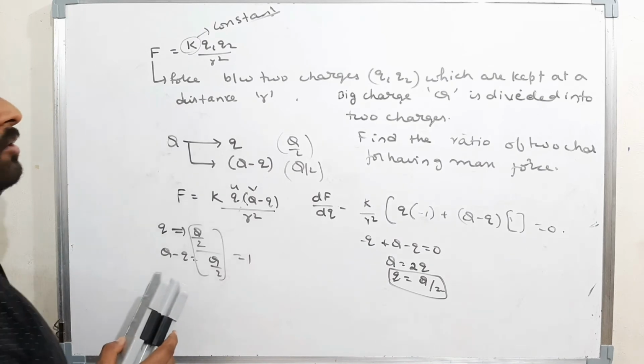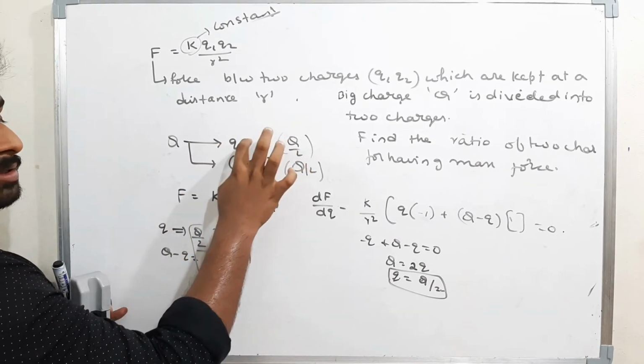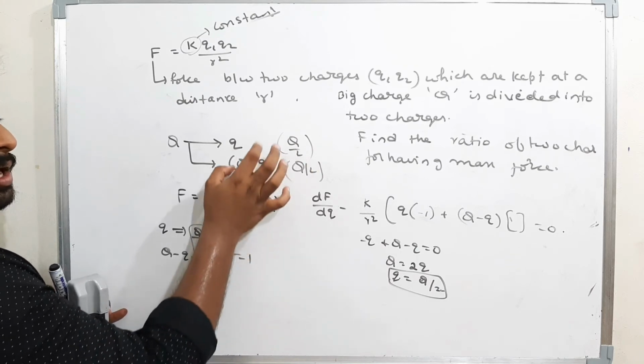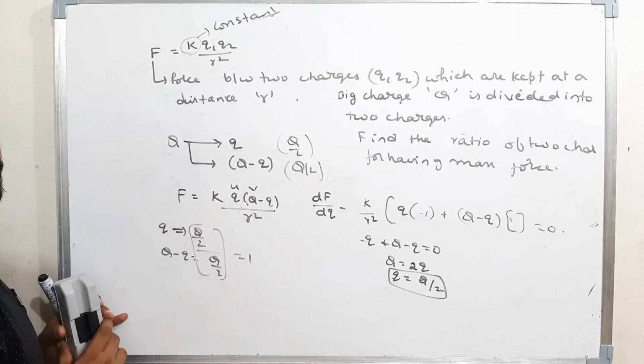Now observe carefully what they told. This Q is divided into two parts, that is q and capital Q minus small q, and force is given by this formula. They told to find out what is the maximum force.